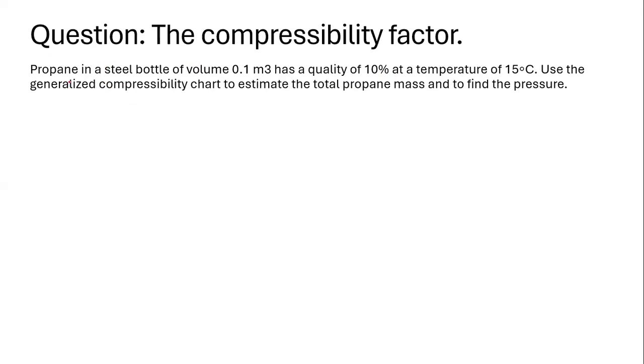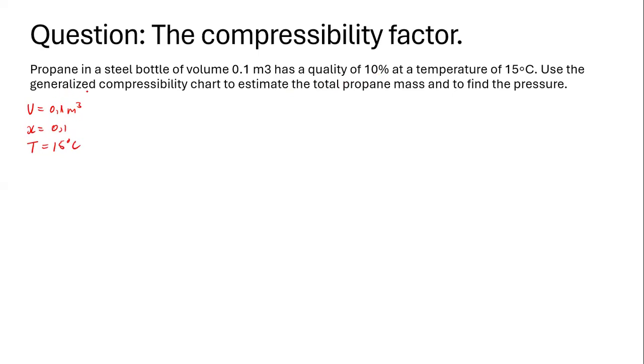So now at this point in time, let us just write the given information. We are provided with the volume. So our volume of propane is going to be 0.1 cubic meters, right? Then we are also provided with the quality. It's going to be 0.1, which is 10%, which is 10 divided by 100. And then our temperature of propane is going to be 15 degrees Celsius.